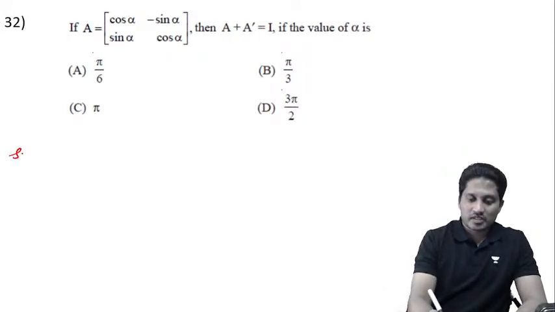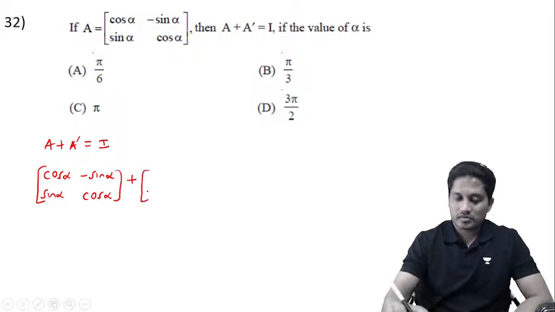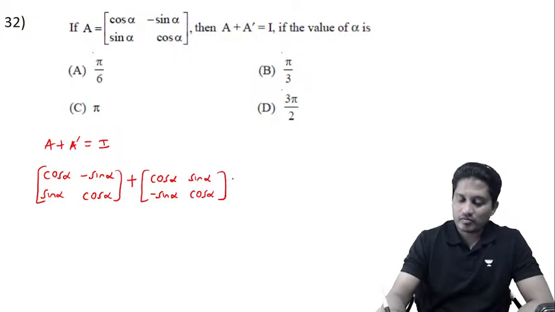Question number 32. A plus A transpose is equal to I, right? According to the question, A plus A dash is equal to I. A is equal to cos alpha, minus sin alpha, sin alpha and cos alpha. This is A plus A transpose. First row becomes first column. So this is cos alpha, minus sin alpha, sin alpha and cos alpha. And I will be equal to 1 0 0 1.